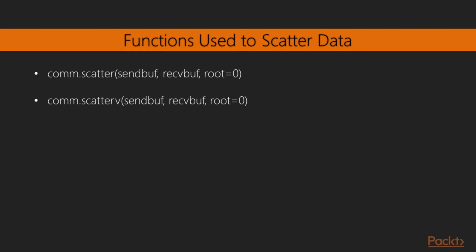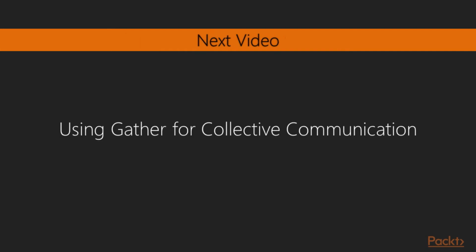The sendBuf and receiveBuf arguments must be given in terms of a list, as in the point-to-point function com.send. Here, data must be a buffer-like object of the size dataSize and of the type dataType. Impressive, isn't it? We now know how to carry out collective communication using scatter. In our next video, we'll see how to carry out collective communication using gather.